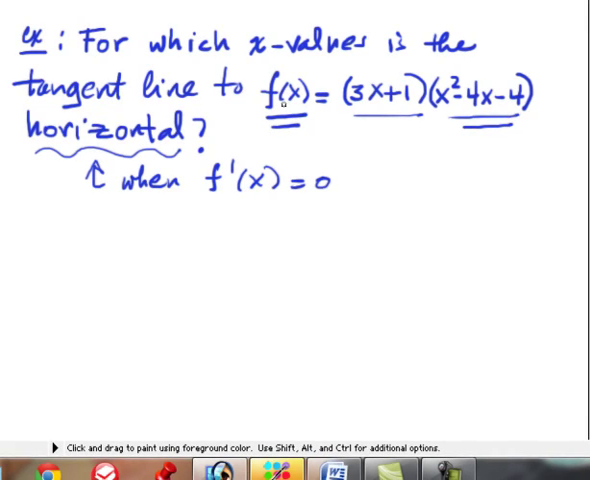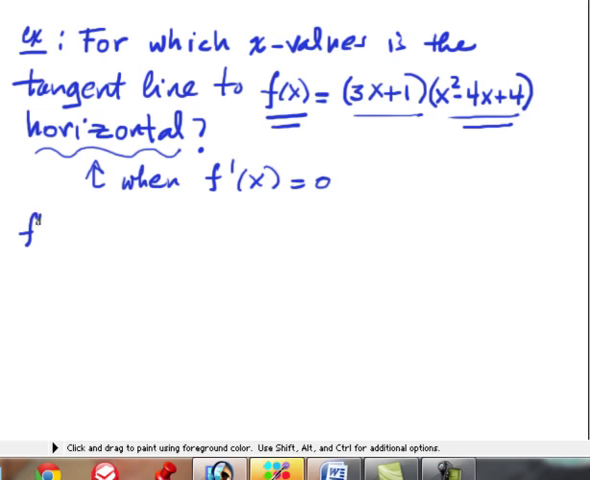In the next example, we want to know for which x values is the tangent line to f of x equal 3x plus 1 times x squared minus 4x... Actually, I want this to be x squared minus 4x plus 4. Let me change that to plus 4. Horizontal. All right, we want to know when is this horizontal. So what we're going to do is, the tangent line is horizontal when the derivative is 0. So that's what we're asking. When is f prime of x equal to 0?